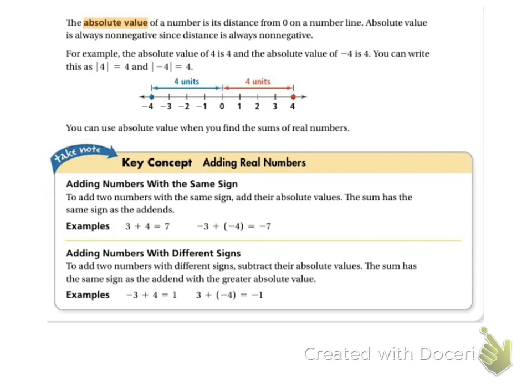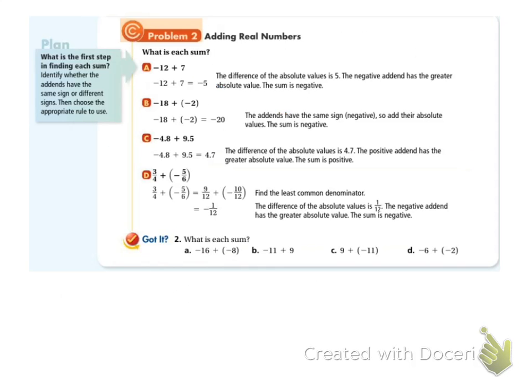Couple key concepts about adding real numbers. When we add two numbers that have the same sign, so if we add two positive numbers, their answer is going to be positive. If we add two negative numbers, their answer is going to be negative. If we add numbers with different signs, whichever number is the biggest decides the sign: if the positive number is bigger, then our answer is going to be positive. If the negative number is bigger, then our answer is going to be negative.